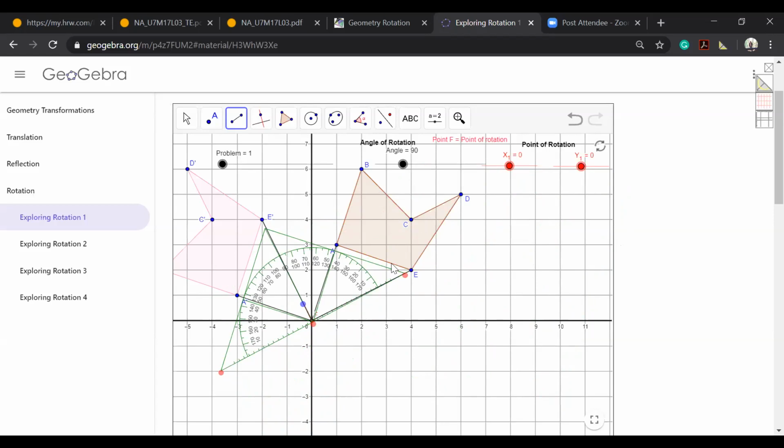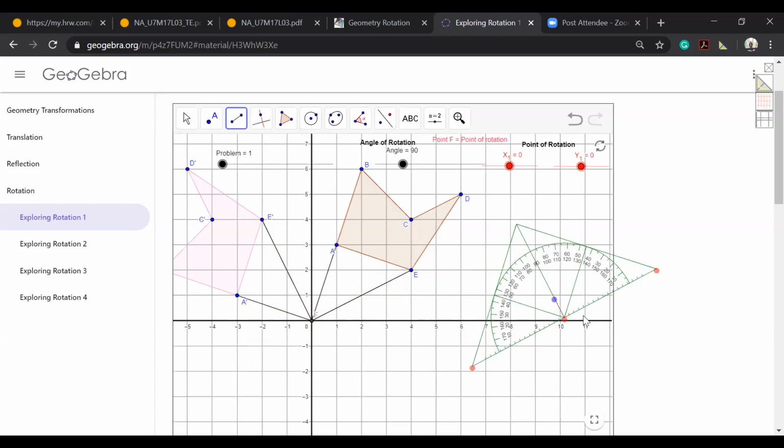If I do the same thing for C and for D and for B, you think the angle will always be what? Always 90 degrees. So you have to understand very well that the angle between the pre-image, the center of rotation, and the image will always be the angle of rotation. It will always be constant for all points of your figure.